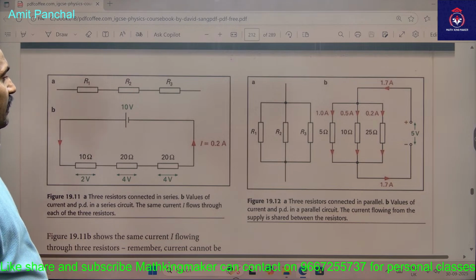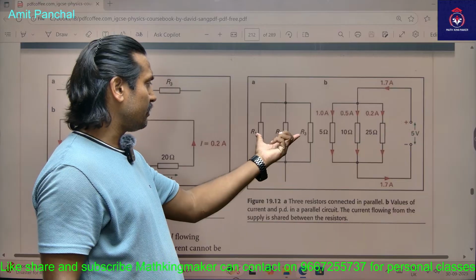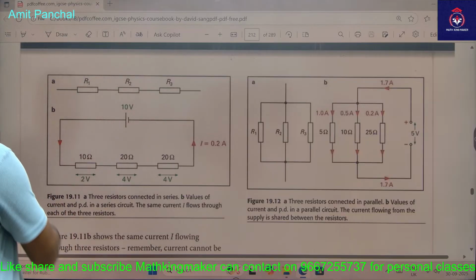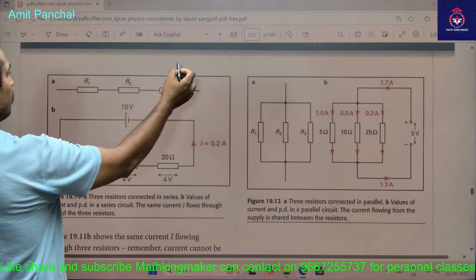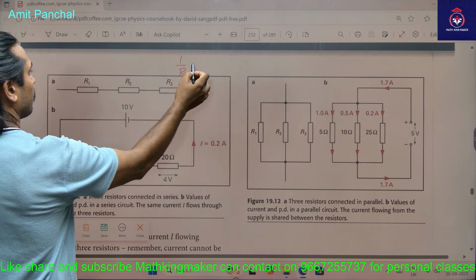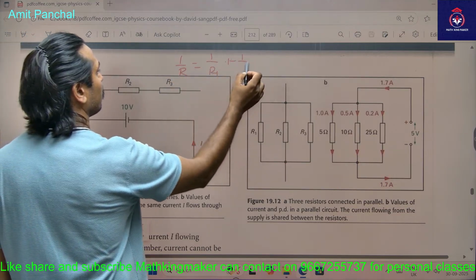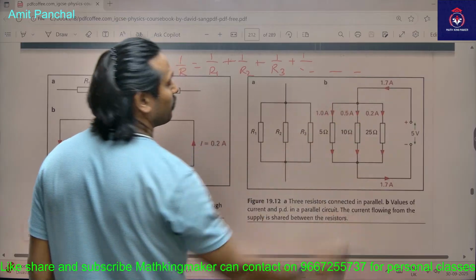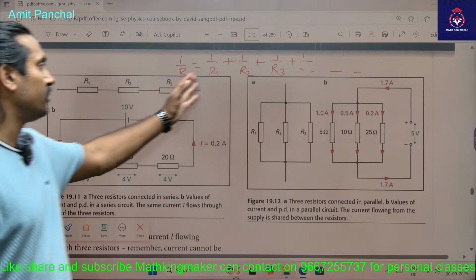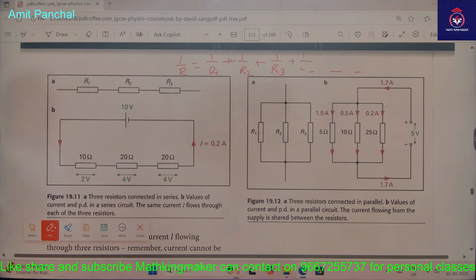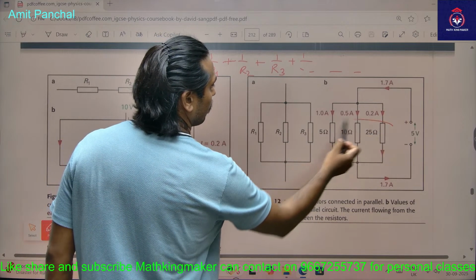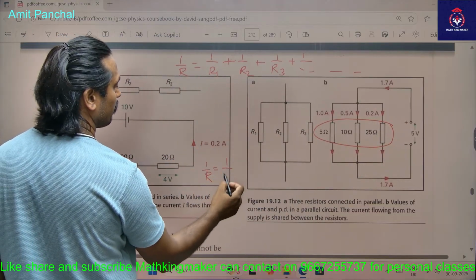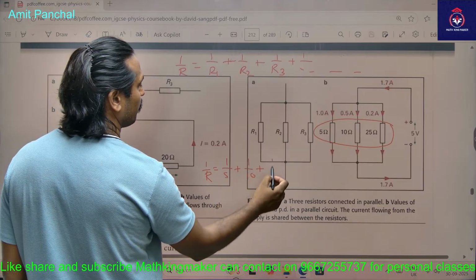And that is a parallel combination. In a parallel combination, your effective resistance would be given by 1 by R equal to 1 by R1 plus 1 by R2 plus 1 by R3 plus so on. If there are 4 resistances in parallel, you will add accordingly. Like they have given here 3 resistances: 5, 10 and 25. So what will be the effective resistance? 1 by 5, 1 by 10, 1 by 25.